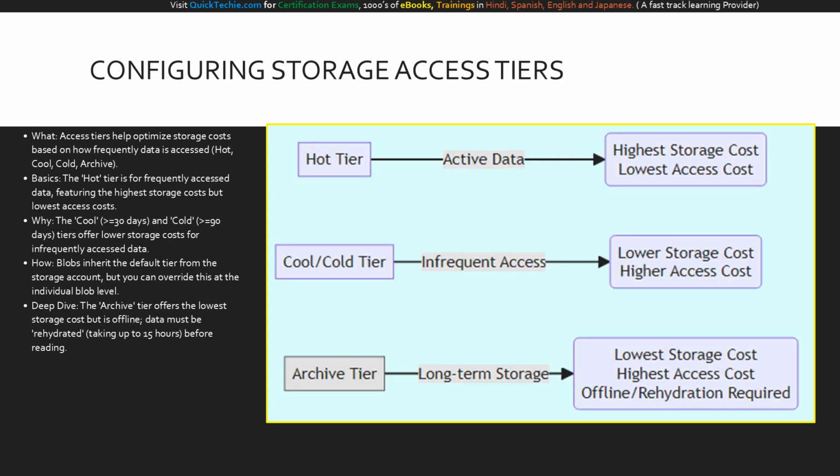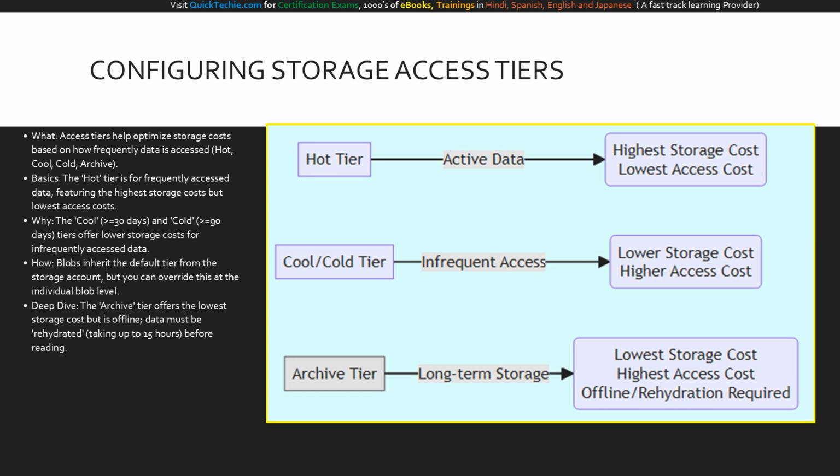To optimize costs, containers leverage storage access tiers. Azure Blob Storage supports hot, cool, cold, and archive tiers. The hot tier is designed for actively processed data, featuring the highest storage costs, but the lowest data access costs. If you have data that is infrequently accessed, you can move it to the cool tier, intended for data stored for at least 30 days, or the cold tier for data stored at least 90 days. These tiers offer significantly lower storage costs.